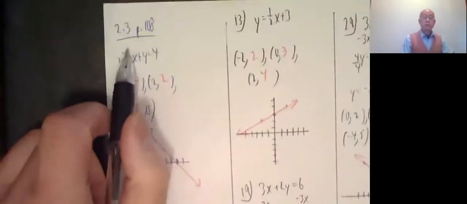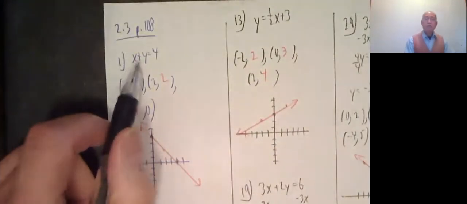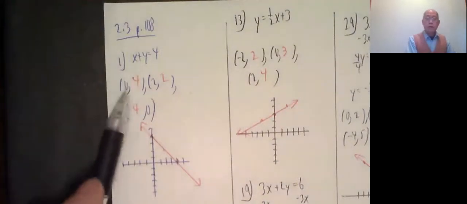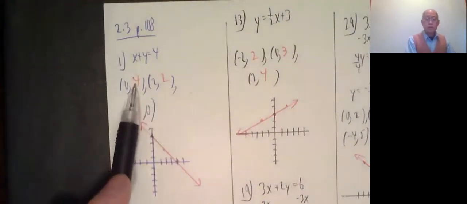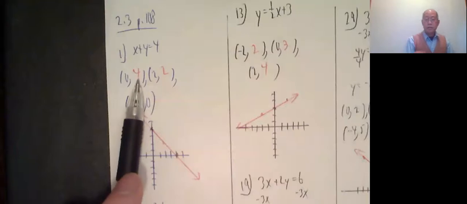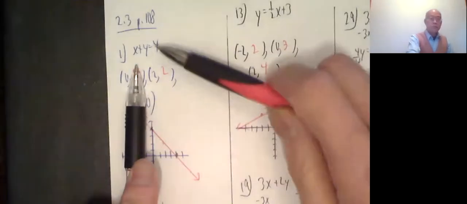Okay, so 2.3, page 108. Number 1, X plus Y equals 4. Again, my format, the blue is the original question. The red is the answers that are filled in. Okay, so X plus Y equals 4.